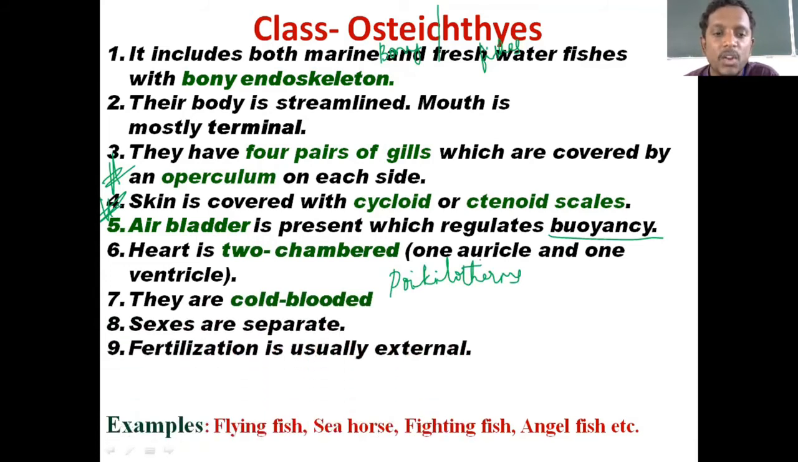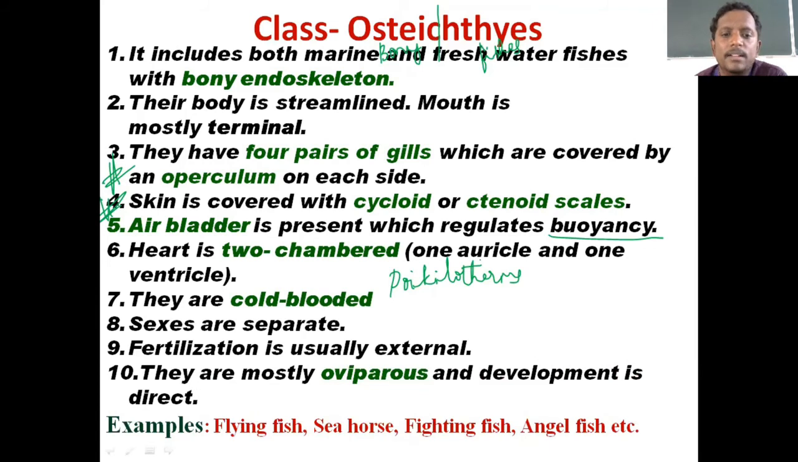Sexes are separate. Fertilization is usually external. That means spawning happens here. What is spawning? The female lays the eggs in water, inside the water only, and sperms from males are also released in the water. Fertilization happens in the water medium, not inside the female body. Hence, the fertilization is called external fertilization. The last point, they are mostly oviparous, egg laying. In the previous class, Chondrichthyes were viviparous, but these are oviparous. That is a major difference.